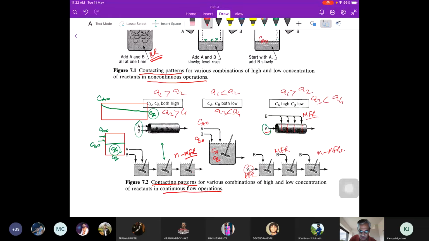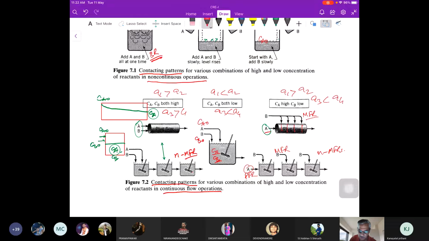If A1 is less than A2 and A3 is less than A4, that means both are low, then what we do is we take a CSTR and continuously add CA naught and CB naught, because immediately ये CA हो जाएगा और ये CB हो जाएगा, immediately कम हो जाएगा.